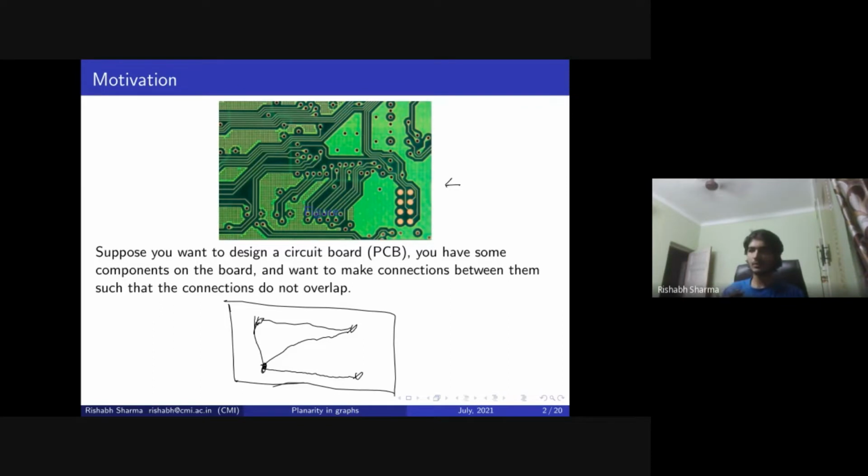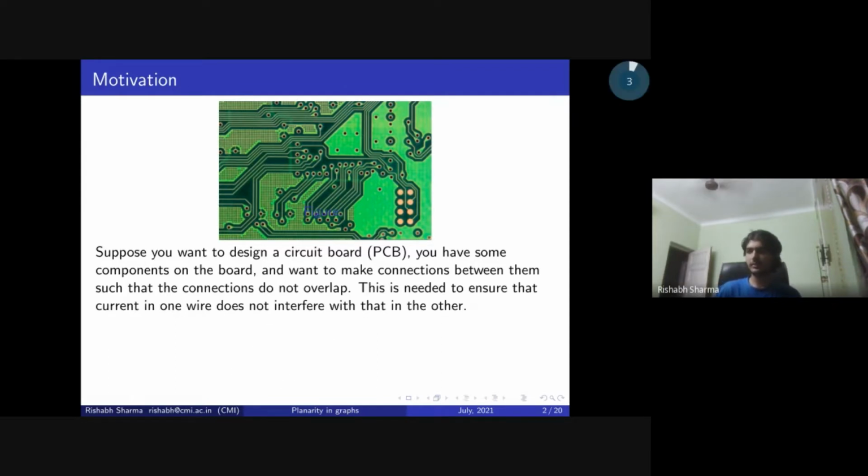In circuit board design, even if you can't design a circuit without any intersections, there are ways to bypass these intersections with something technical that I do not know. But it's always more feasible to just design a circuit which is drawable on the plane.